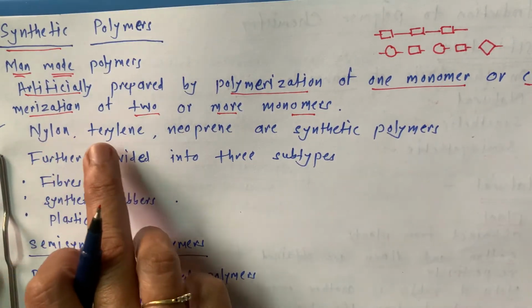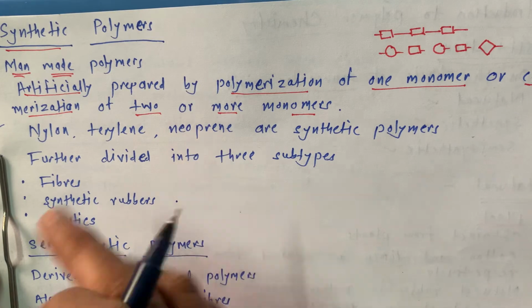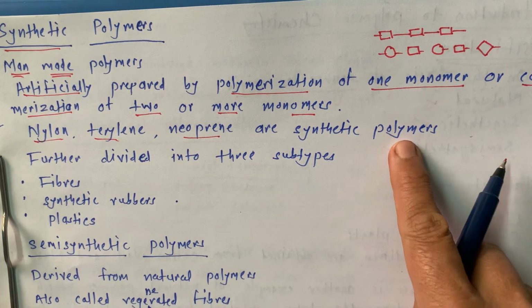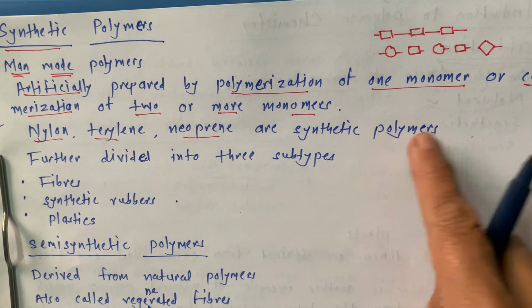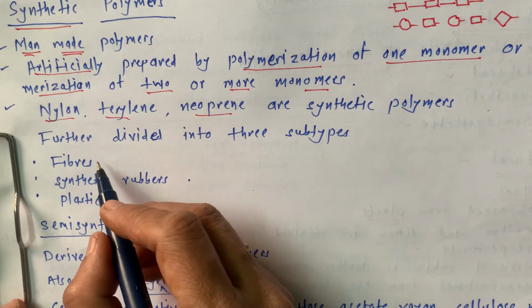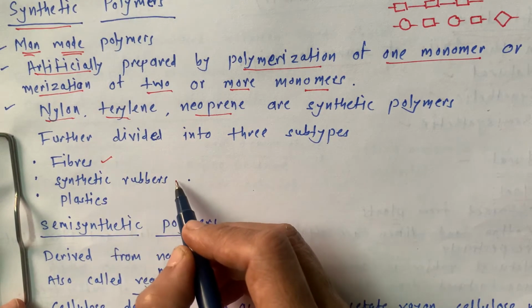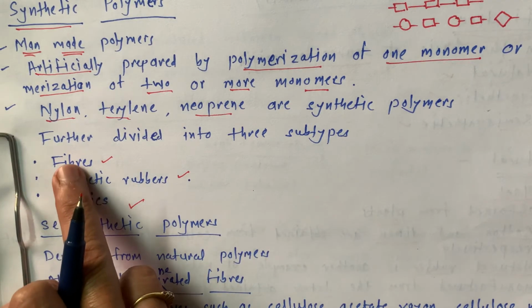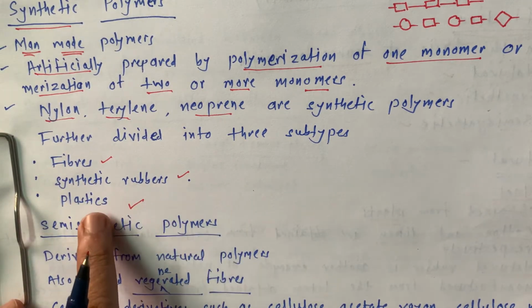The examples are very well known: nylon, terylene, neoprene. All these are synthetic polymers. These synthetic polymers are further divided into fibers, synthetic rubbers and plastics.